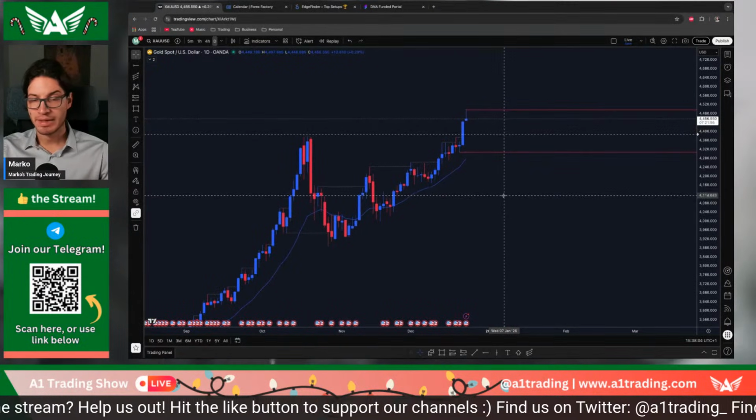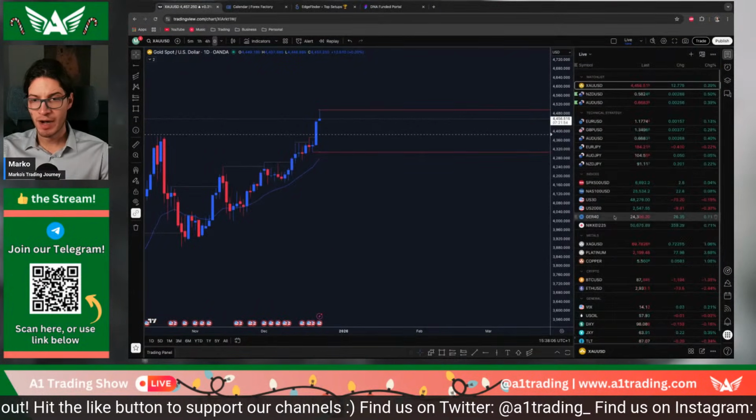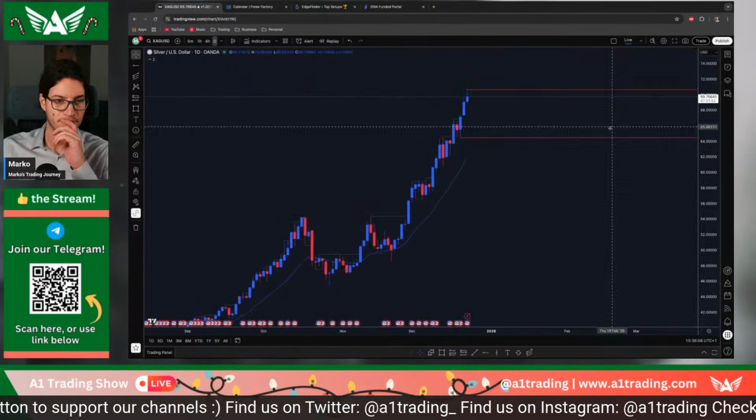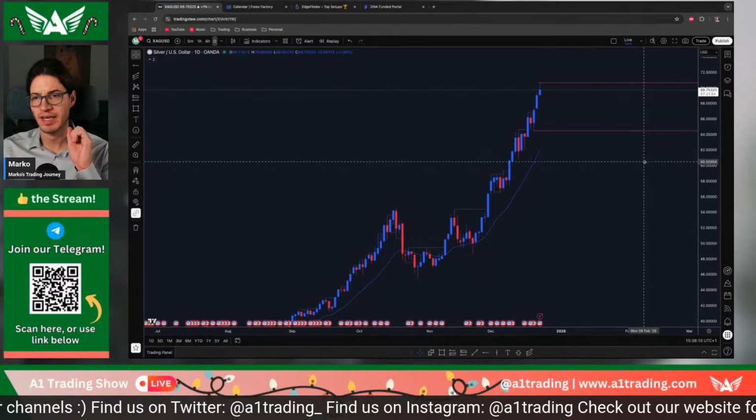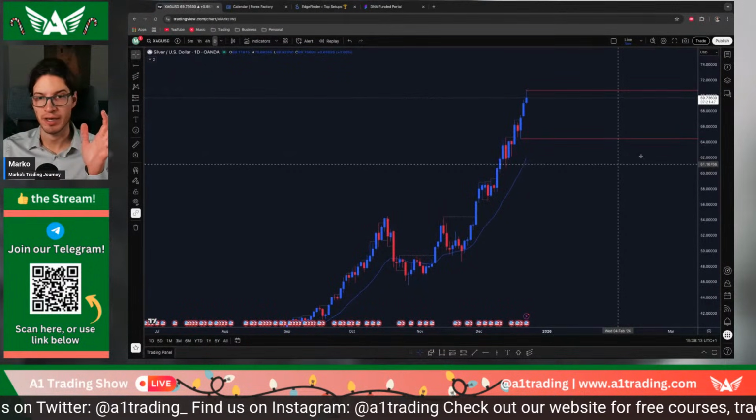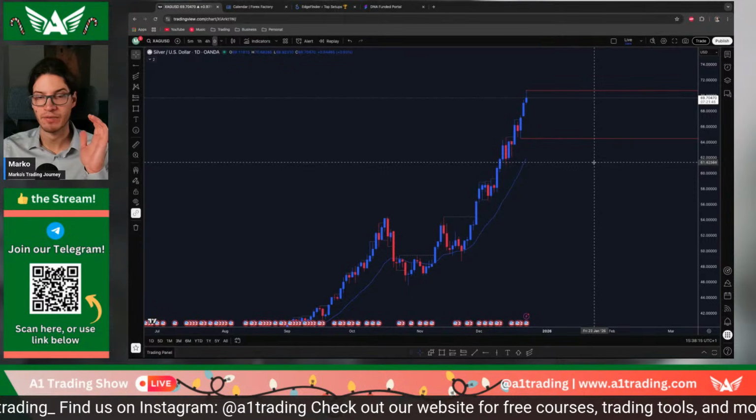And that's about it. Why am I not focused on silver? As far as silver goes, I think silver has gone too parabolic. I think it looks too crazy. It kind of looks like Bitcoin.